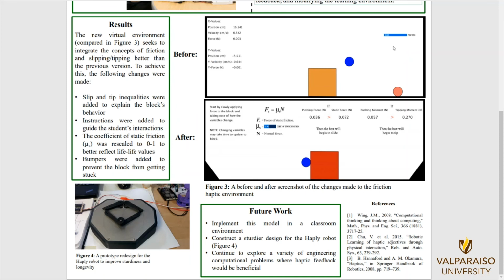So now that we redesigned our friction lab for our experiment, we would like to implement this model into a classroom environment to better understand how students interact with the environment and to see its effectiveness at teaching the engineering concept. We would also like to build a new design for the Haply robot, as seen on the left. This design will provide more support for the motors, which will in turn stabilize the end effector's movements for a more lifelike experience. Finally, as always, we are seeking a variety of engineering concepts where haptic feedback would be beneficial to teach with.